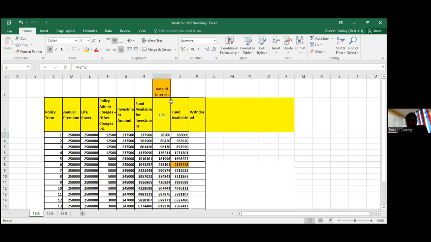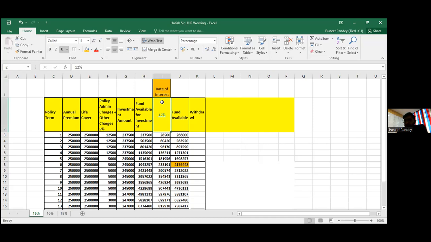I have taken the rate of interest as 12%, if his fund is growing at the rate of 12%. Fine. ULIP, because equity can go up. And we have given rate of returns at 14-15%, even 20% also.